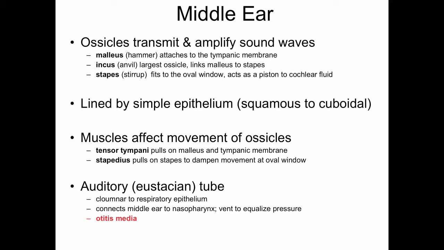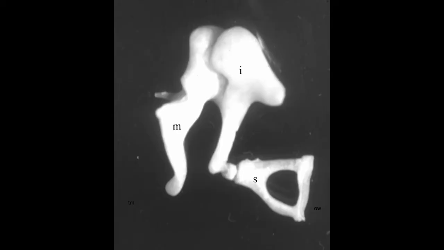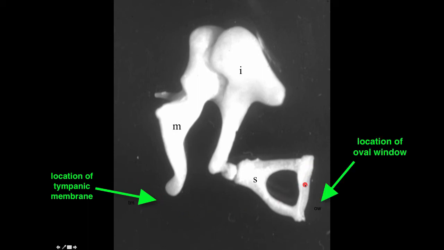It connects the middle ear to the nasopharynx, and it functions to vent or equalize the pressure in the middle ear. And of course, if this eustachian tube gets clogged, this is especially critical in children, it can lead to otitis media. This just shows the bones, malleus, the incus, and the stapes, and here the malleus would be attaching to the tympanic membrane, and here the stapes would be attaching at the oval window.